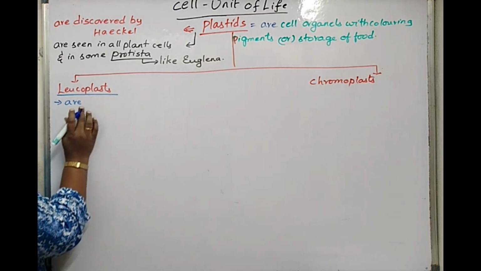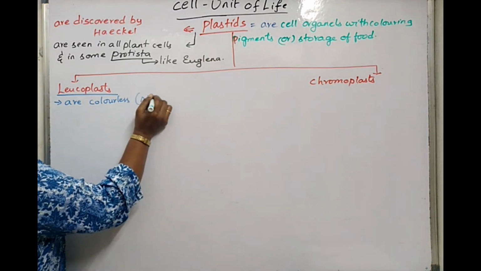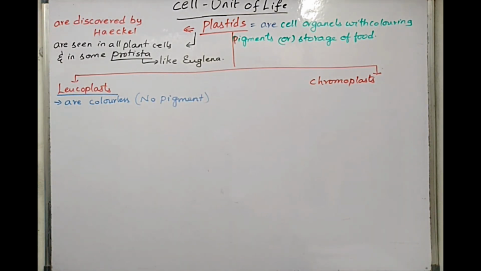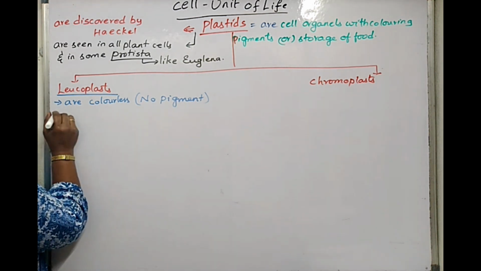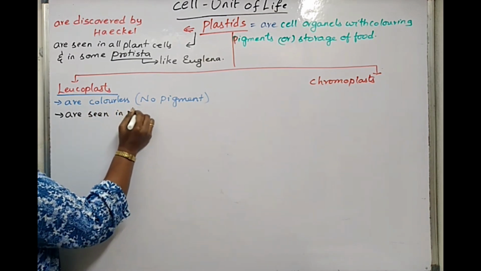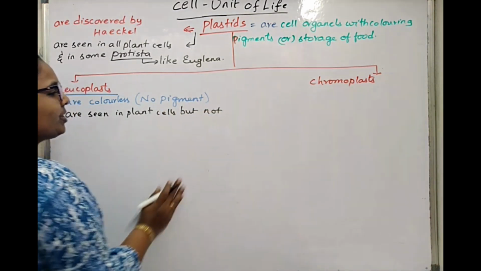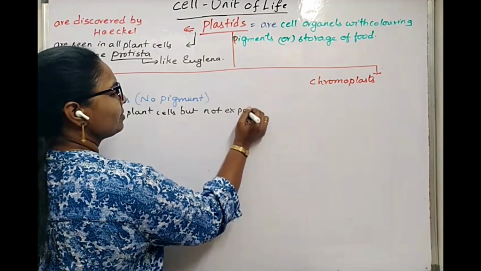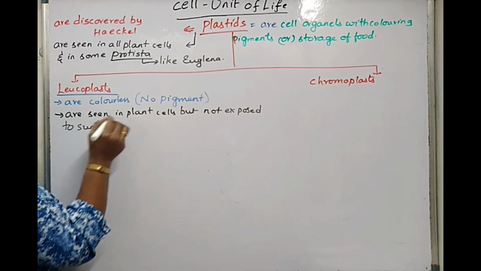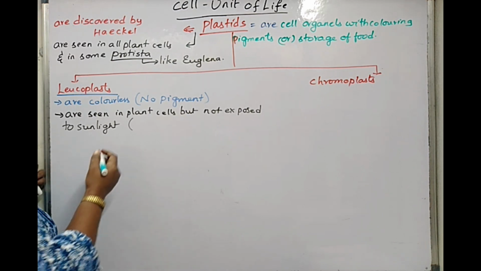Leucoplasts are colorless plastids, meaning they do not have any pigment. They are seen in plant cells but not exposed to sunlight. So in which areas are these seen? These are seen in tuber-like areas or roots.